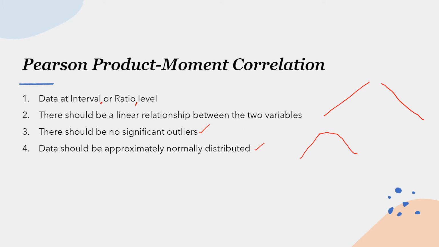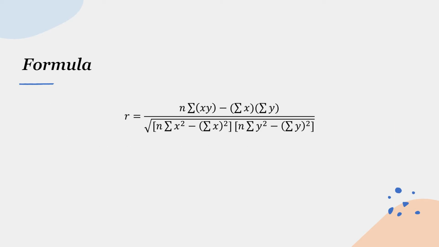Moving on to the formula, it's really quite simple. It's just actually the summation of your two variables. So you have your x and y in different forms. So I'm going to show you how to compute for this in a timely and easier manner. Okay, so let's begin with the example.